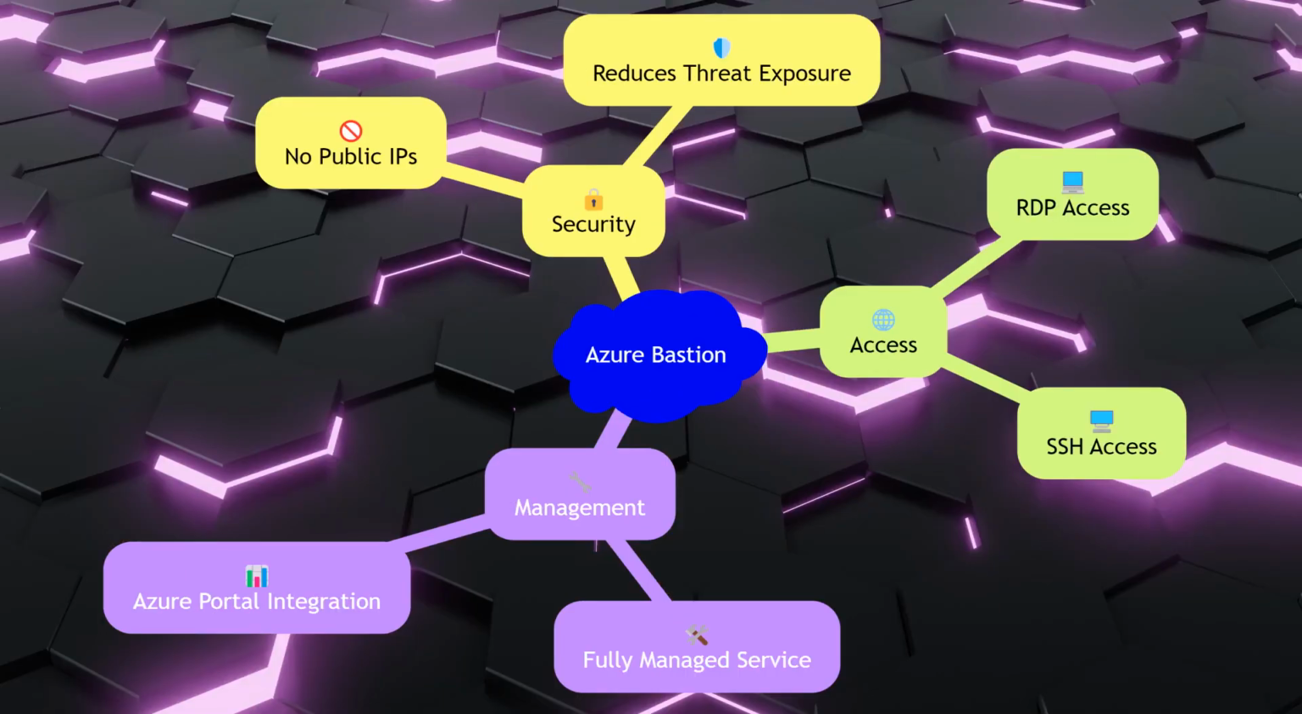Azure Bastion is a fully managed service that provides secure and seamless RDP and SSH access to your virtual machines directly through the Azure portal. It eliminates the need for public IP addresses on your VMs, reducing exposure to potential threats and ensuring secure access.